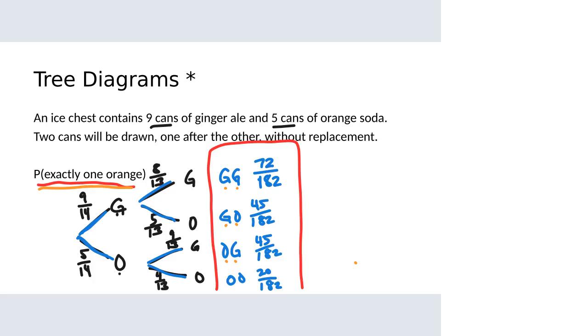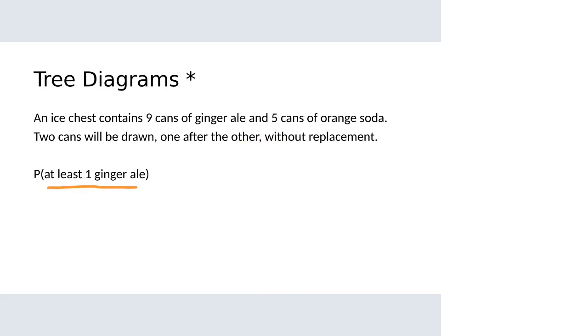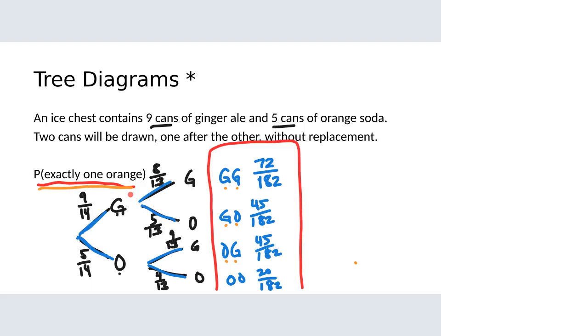So the question we were asked this time is, what's the probability of at least one ginger ale? So what we'll do, we'll go back and we'll say, all right, well, this has at least one ginger ale, and so does this, and so does this. So I need to add those together. Down at the bottom, that does not have at least one ginger ale, so I don't want to include that.